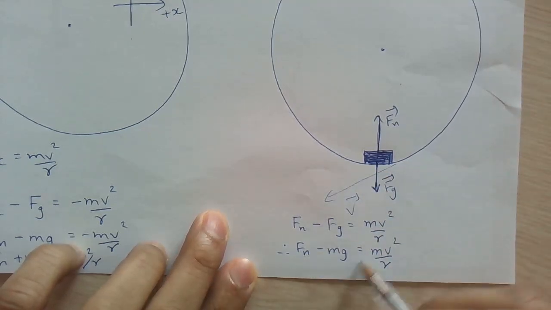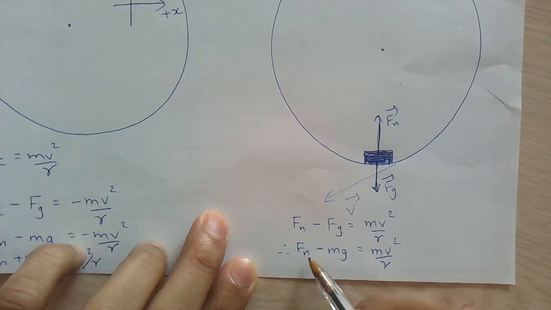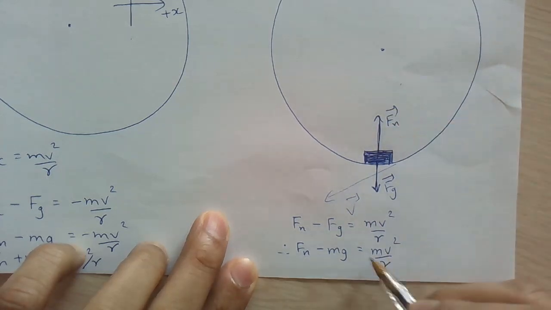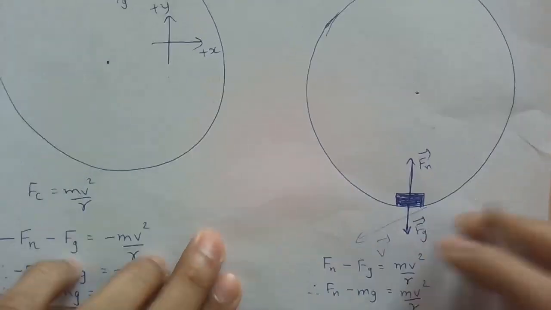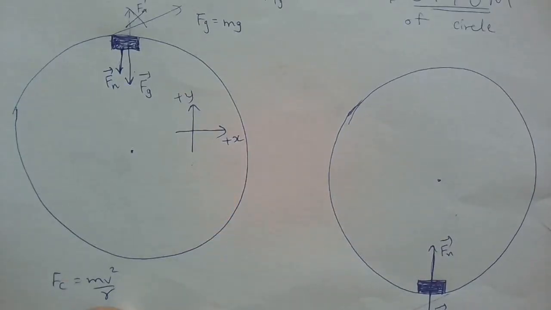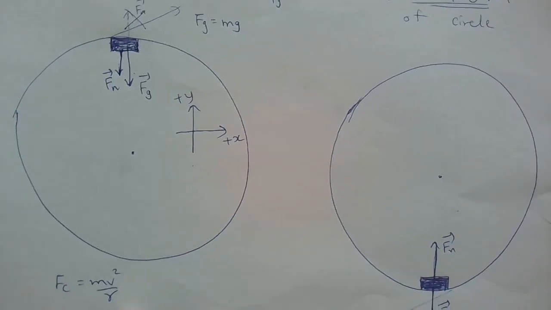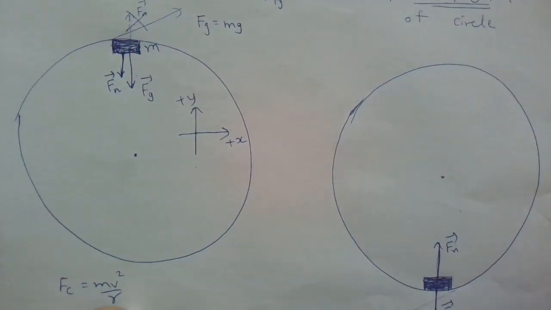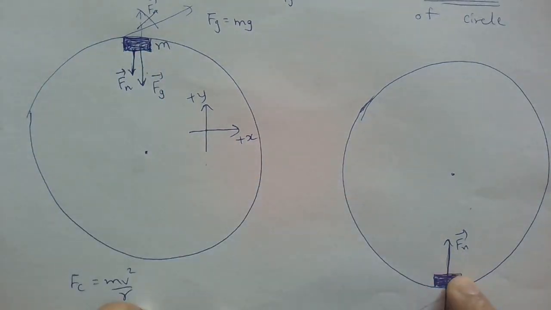So in this scenario, at the bottom of the circle at least, you can say for sure that the normal force is definitely greater than the gravitational force, because the centripetal force, which is the resultant force, is pointing towards the center of the circle. So this was a little video on how to figure out the free body diagram of a mass m moving inside of a vertical circle. So free body diagram at the top and bottom.